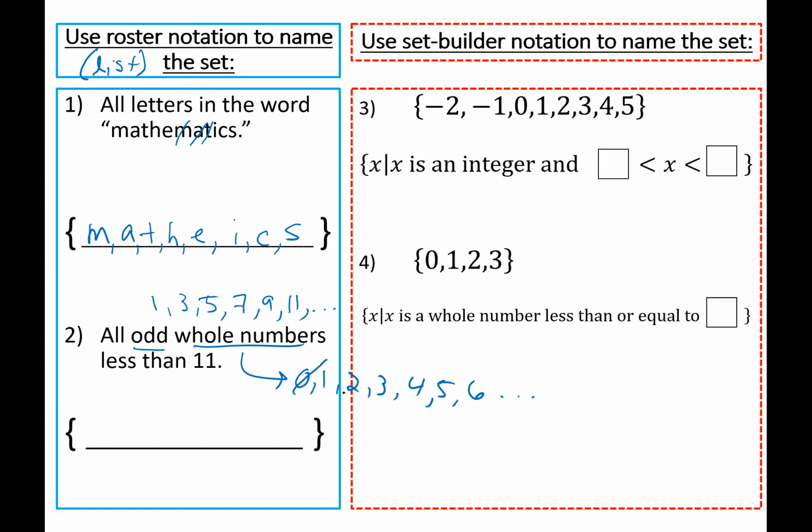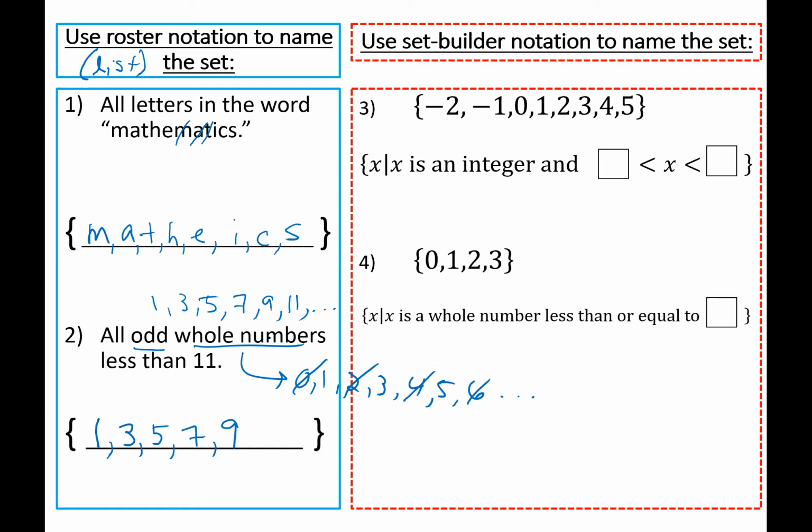So we're not including even numbers, we're including odd numbers. Let's just start with the first odd whole number, which is 1, then a comma. 3 is the next one, 5, 7, 9. Now there's this instruction here about being less than 11.